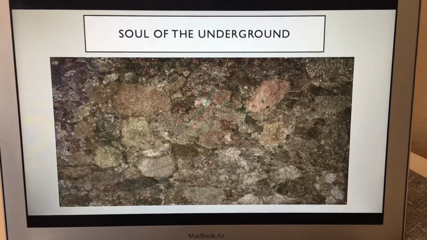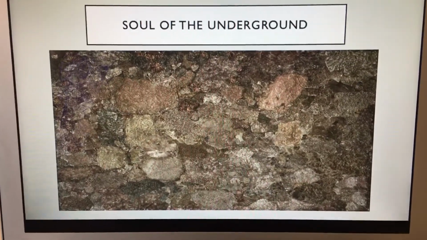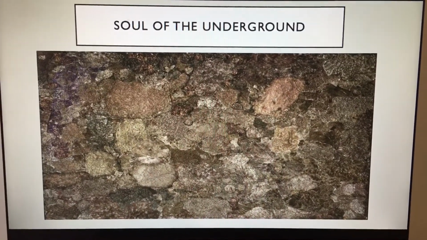Okay, so just to finalize, he also painted Soul of the Underground. And here we can see different textures that he used in his paintings. Thank you all for listening.